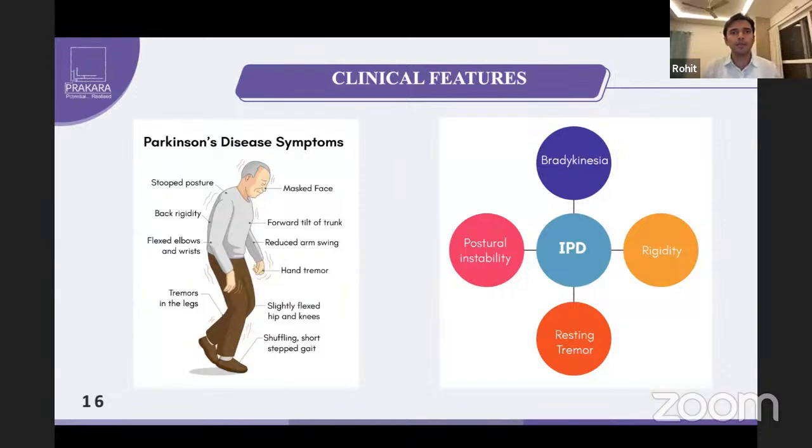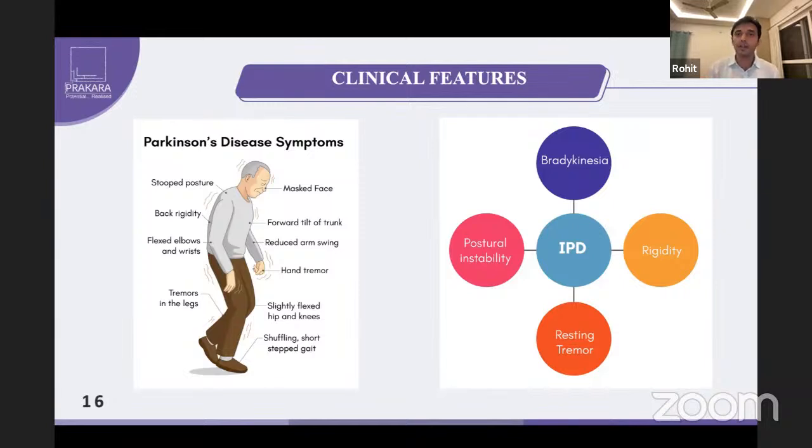So let us discuss some of the clinical features in detail. The most prominent clinical features of Parkinson disease are the motor manifestations, because they are very obvious and very debilitating. So the patients most often present to us with these motor manifestations.